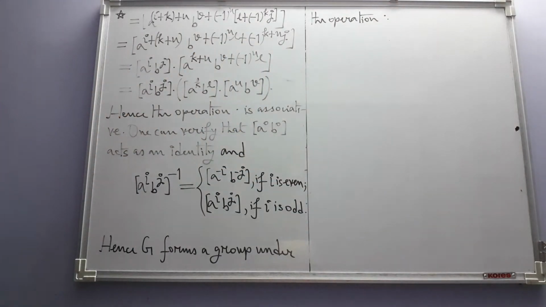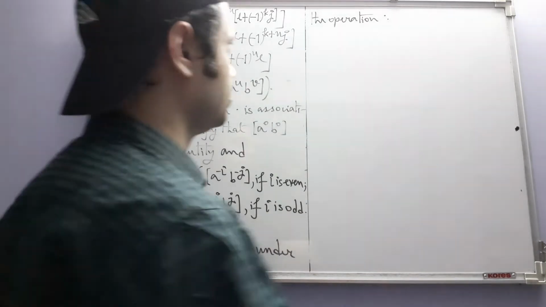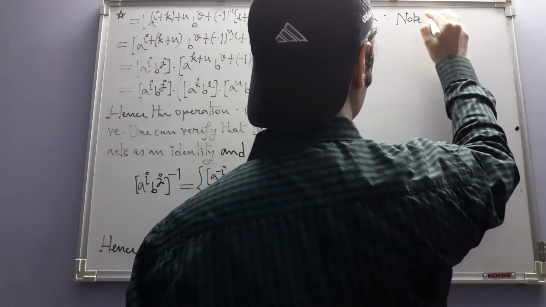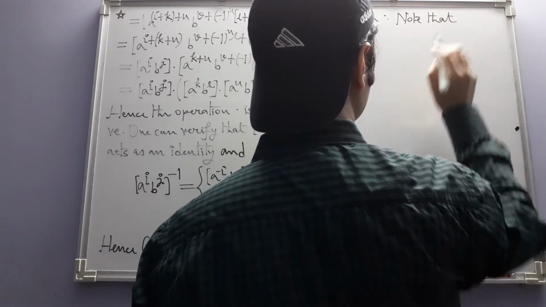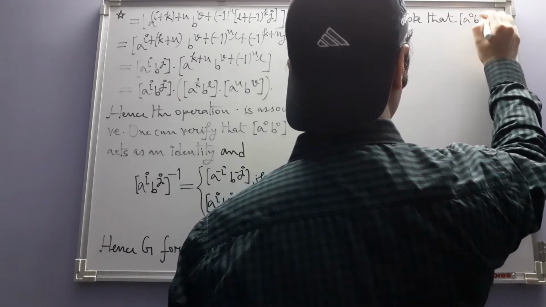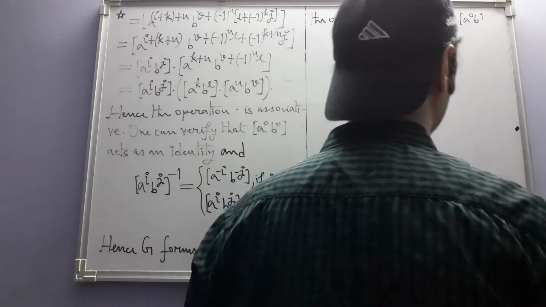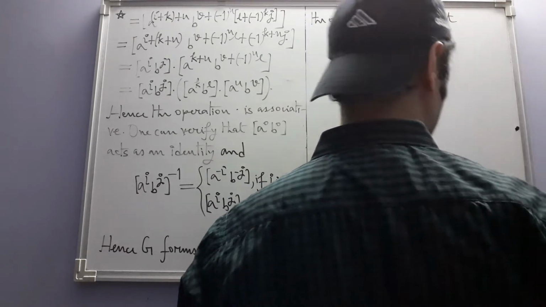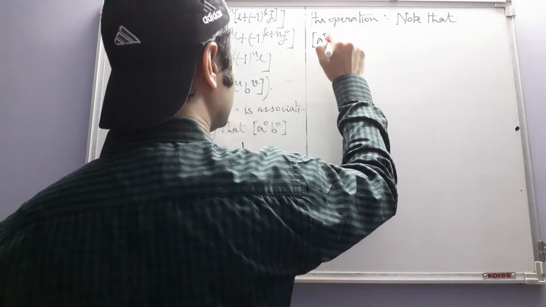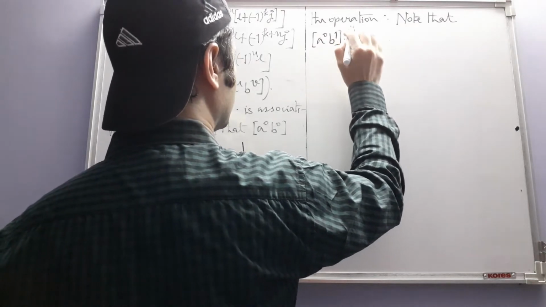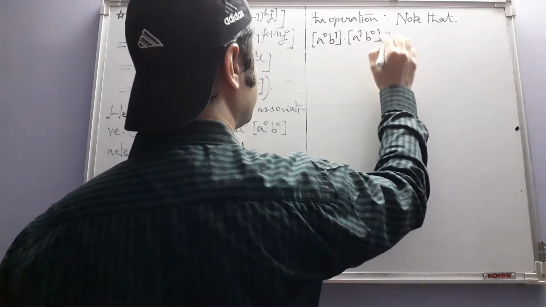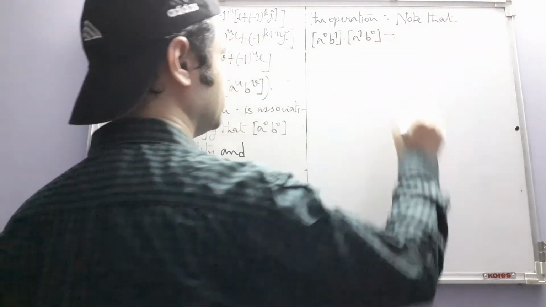Now we have to see that this group is non-abelian. Note that, let us calculate this product. a0 b1 dot a1 b0. What shall we get?